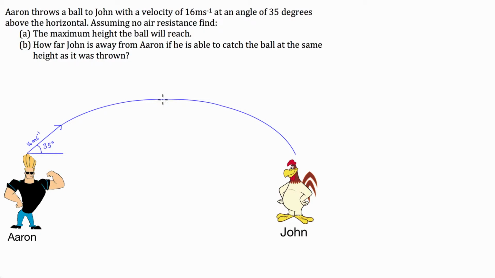So we've got to find where this point is here. So the first thing we're going to have to do is break this initial velocity into its components, its vertical component and its horizontal component. So to do that, what we're going to do is draw a triangle, like so.